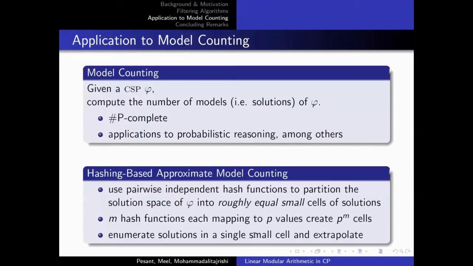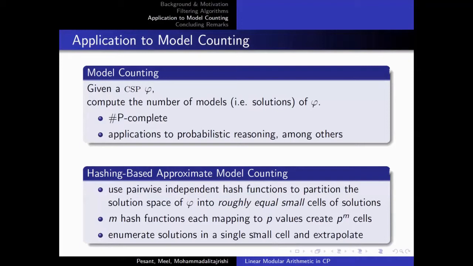So now let's see how we can use our constraints in an application to model counting. So what's model counting? You're given a CSP and you want to compute the number of models or solutions to that CSP. So that's a hard problem. It's a sharp P complete problem. Think of it as the equivalent of NP hard, but for counting problems. Yet there are important applications, notably in probabilistic reasoning, so you still want to solve such problems.